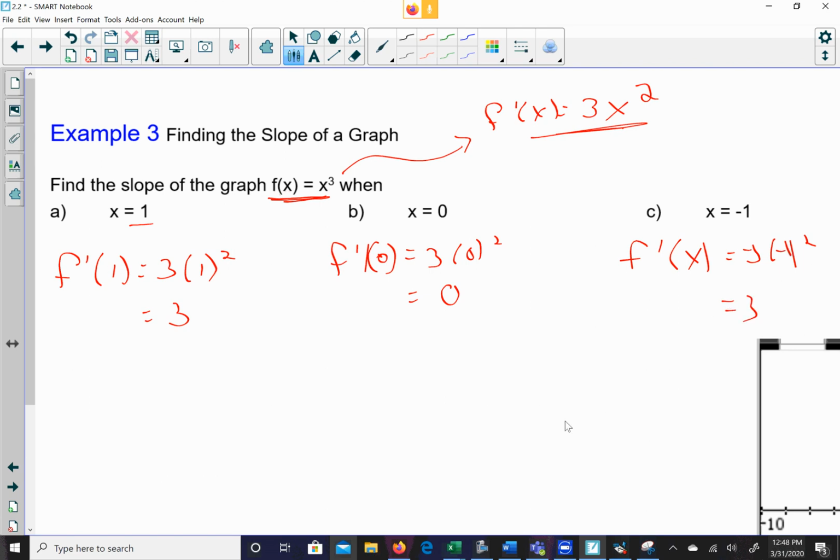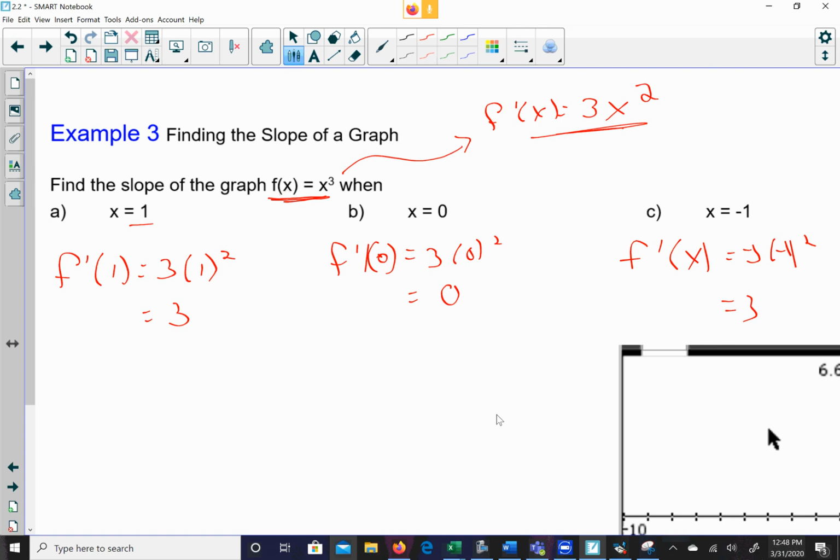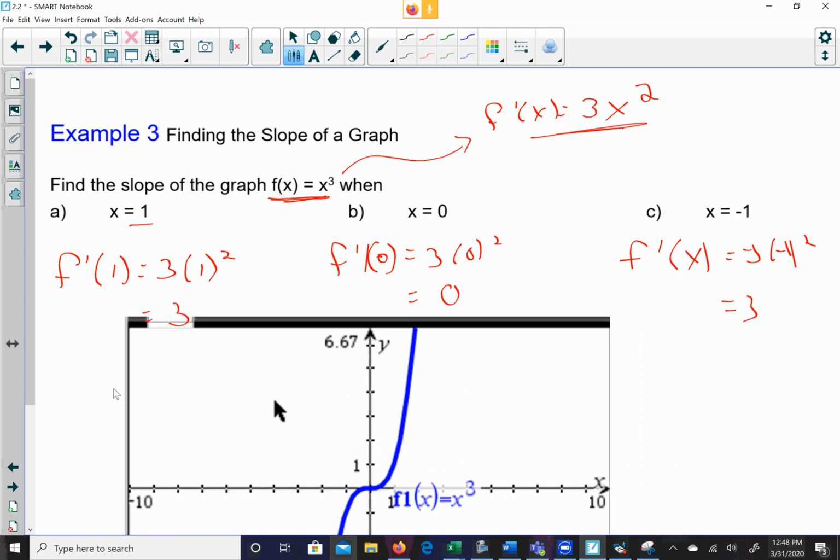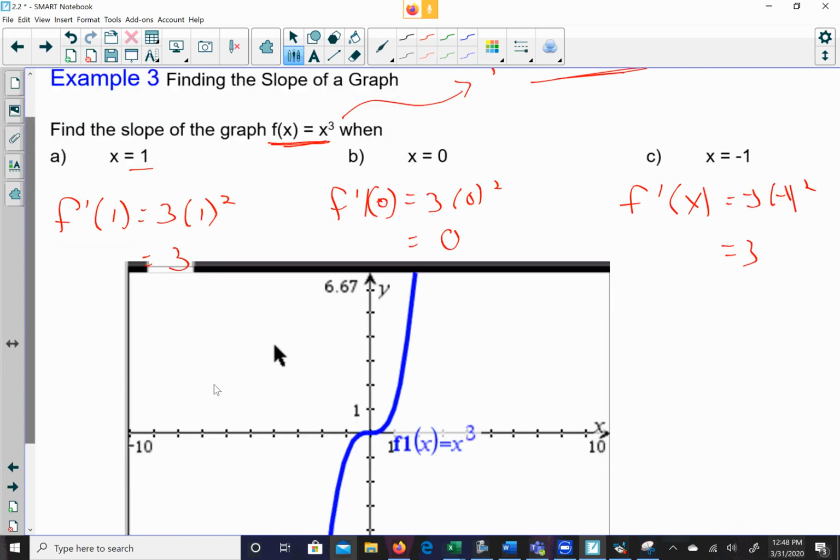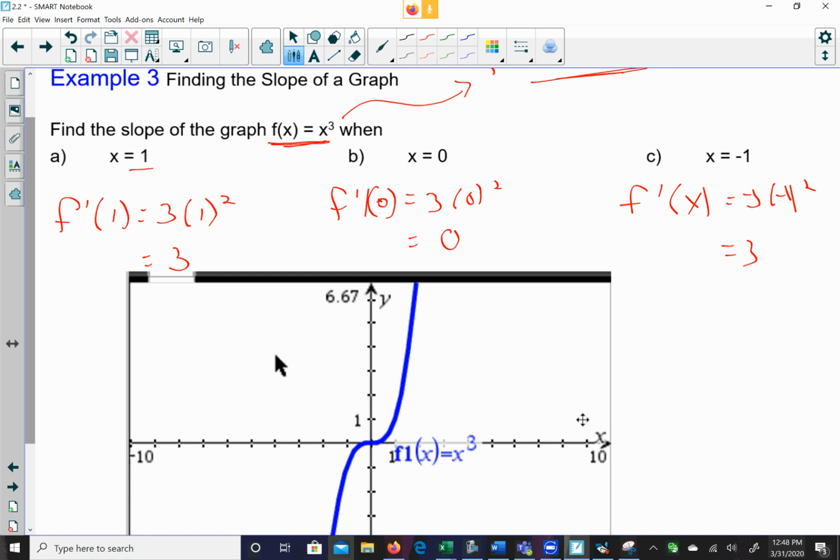And what I did to show you what's going on is I graphed the original function. So I graphed x to the third. And we're all familiar with that graph. This is x to the third. So when I'm at 1, if I were to draw a tangent line right here, it would have a slope of 3.